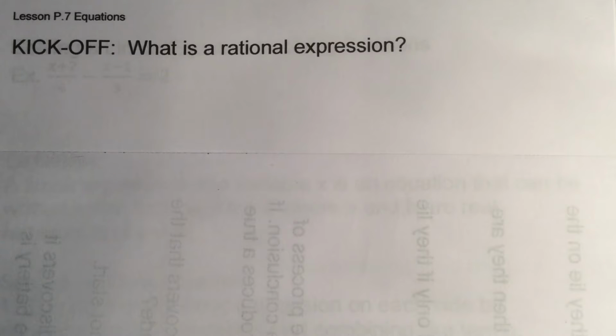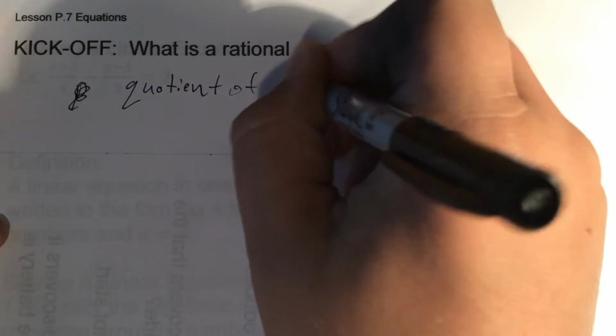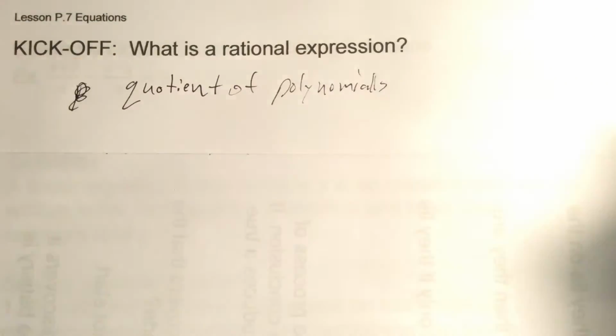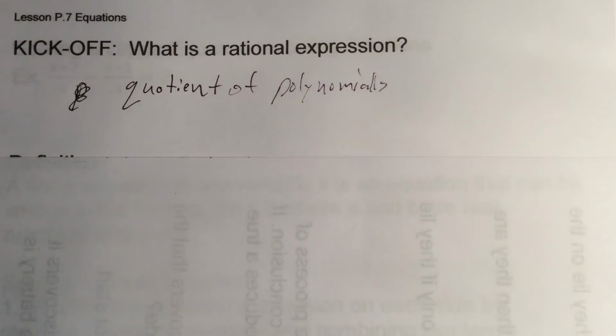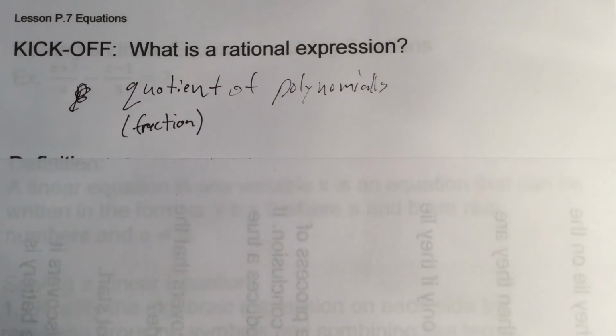Starting off here with kickoff of what is a rational expression? Well, I think a rational expression is a quotient of polynomials. So by quotient of polynomials, think polynomial over a polynomial. So fraction, I'll put that in parentheses, fraction of polynomials. So polynomial over polynomial.